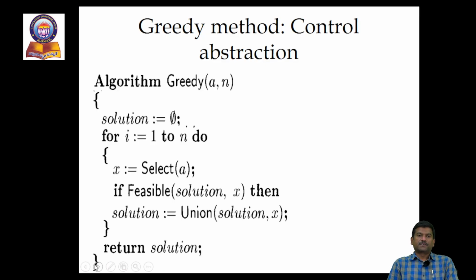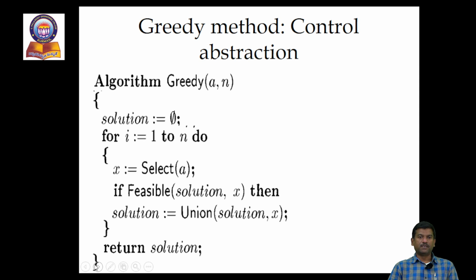The control abstraction, which can also be called the general method that can be followed using the greedy method, is Algorithm Greedy(A, n), where A indicates the array and n indicates the size, the number of elements or items, depending upon what kind of problem you are solving. For the knapsack problem, it is the number of items, and for job sequencing with deadlines, it is the number of jobs. So, solution equals empty.